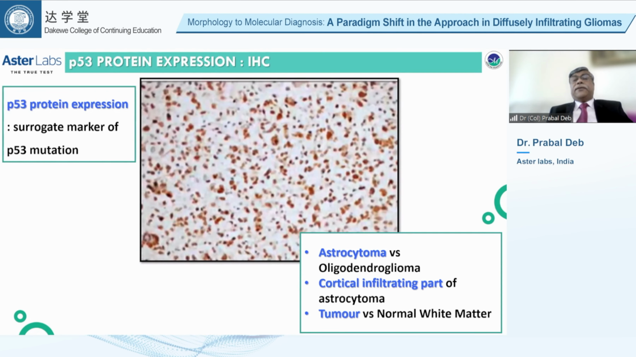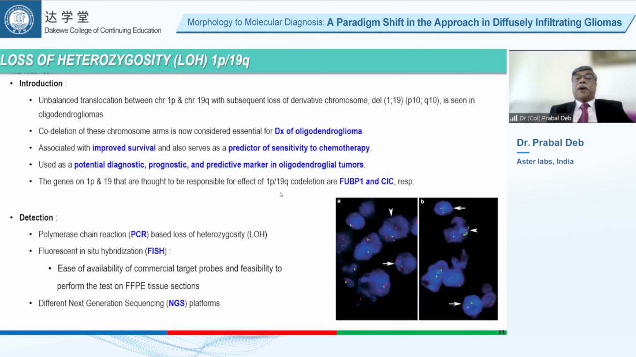P53 mutation characteristically is done by using immunohistochemistry. It's a very commonly used IHC marker, and it really helps to differentiate astrocytoma from oligodendroglioma, not diagnostic, but at least gives an indication. Next, if again there's a small stereotactic biopsy, P53 helps to identify the tumor cells within that biopsy. And again, the tumorous area versus the normal white matter can be distinguished by P53.